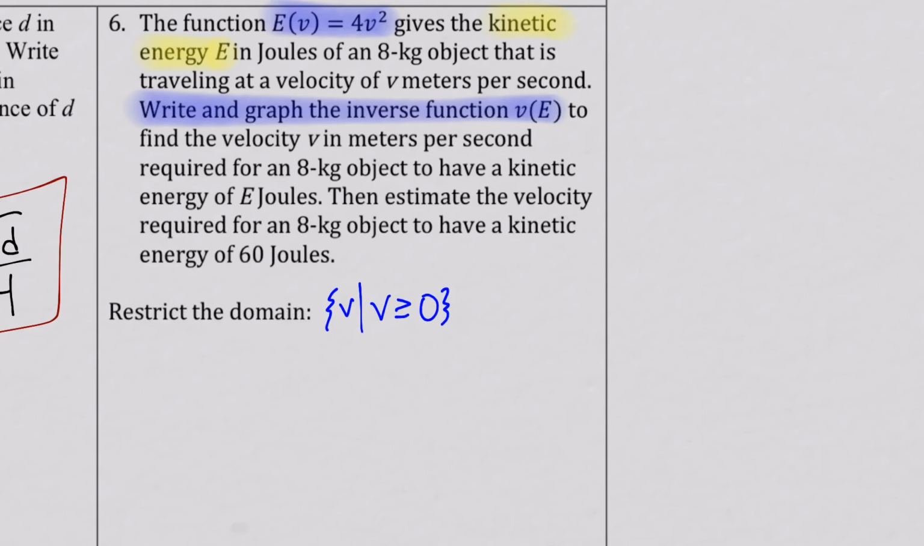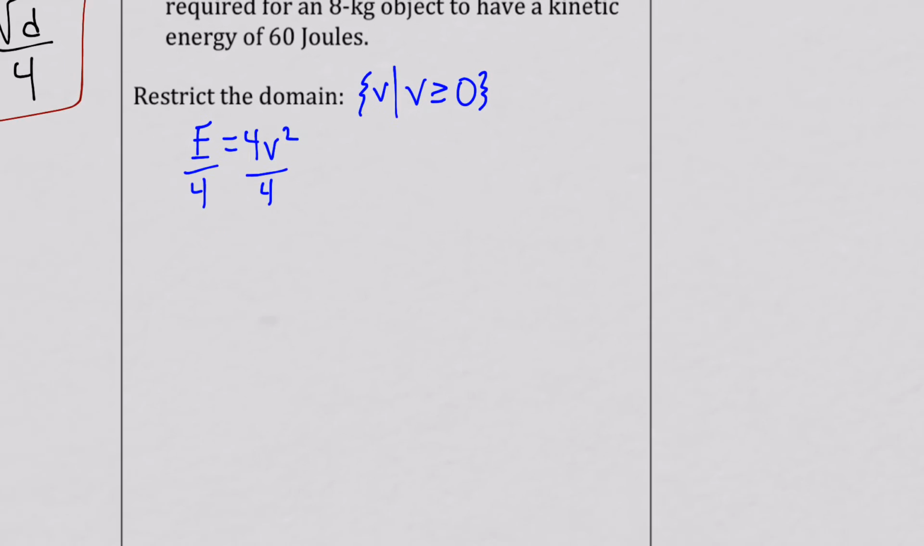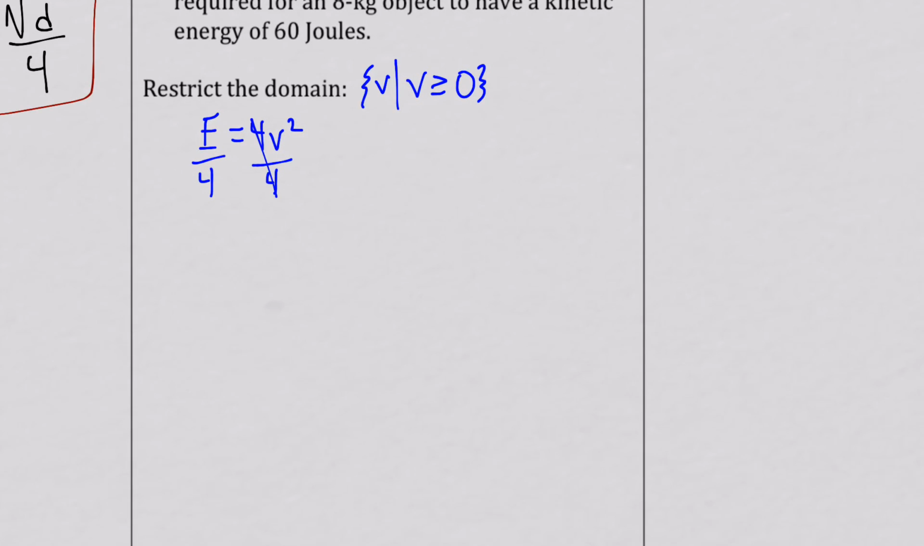Let's find the inverse now. We're going to take E equals 4V squared. Notice that I wrote it as just E, not E of V. It's going to help me solve my problem easier. I don't have to worry about function notation. Alright, first thing I'm going to do is get rid of the 4 by dividing it. We're going to cancel the 4's, leaving me with V squared. I'm flipping it over to the left side. It's easier for me. E over 4.